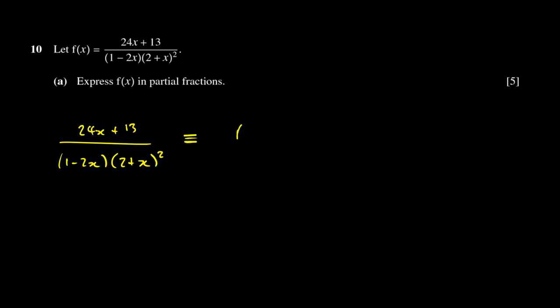Well, we're going to get a term with 1 minus 2x as a denominator. We're going to get another term with 2 plus x as a denominator. And then we're going to get a third term with 2 plus x squared as a denominator. Okay, so this is basically the key thing you need to recognize. If I've got a term repeated on the denominator, then I need to have two separate fractions, right? So in this case, I need to have 2 plus x, but I also need to have 2 plus x all squared.